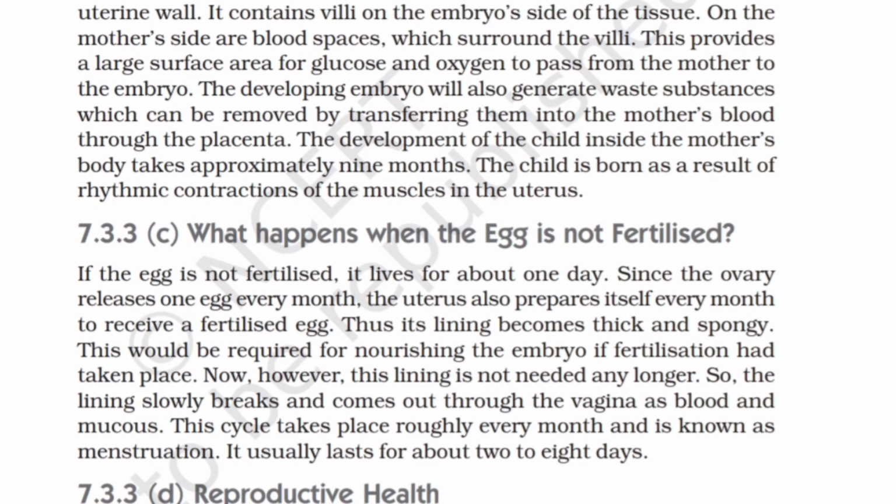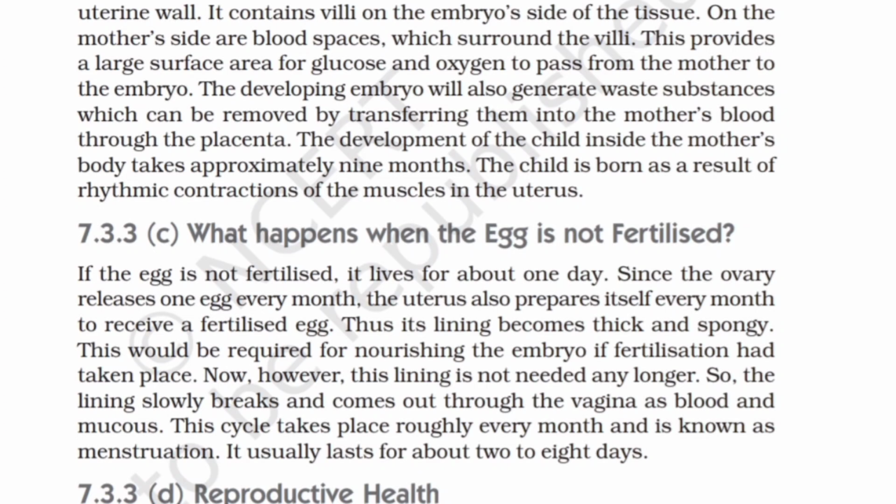The developing embryo will also generate waste substances which can be removed by transferring them into the mother's blood through the placenta. The development of the child inside the mother's body takes approximately 9 months. The child is born as a result of rhythmic contractions of the muscles in the uterus.